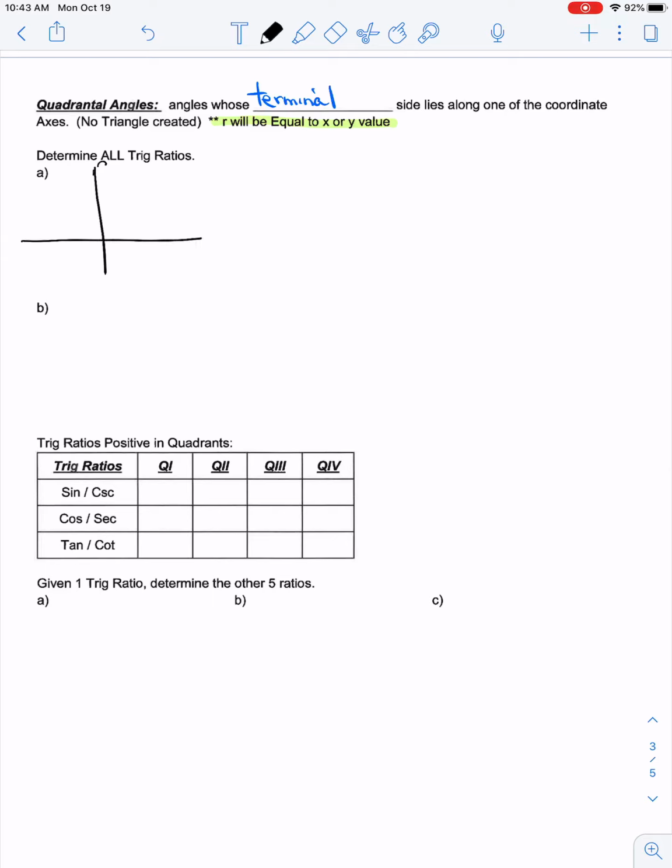Quadrantal up here at 90 degrees, okay? So on the axis, let's say we have 0, 1, okay? And in this case, R is going to equal 1. So we're going to have the sine of 90 is going to be 1. Cosine of 90 is going to equal 0 over 1. So 0. And then the tan of 90 is undefined.